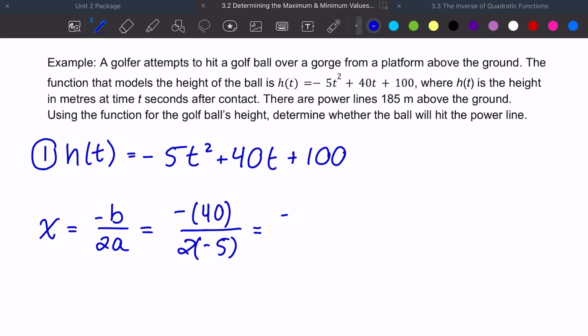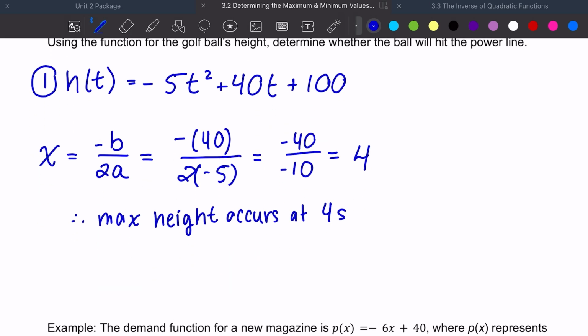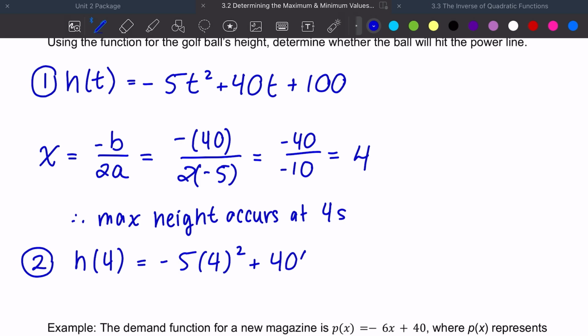So it just gives me negative 40 all over negative 10, just 4. So therefore, max height is occurring at 4 seconds. That's the time when the golf ball hits its maximum height. Part 2 is then, okay, well, I need to find what is the maximum height. So I'm just going to plug 4 into my equation. So h of 4 is equal to negative 5 times 4 squared plus 40 times 4, and then plus 100.